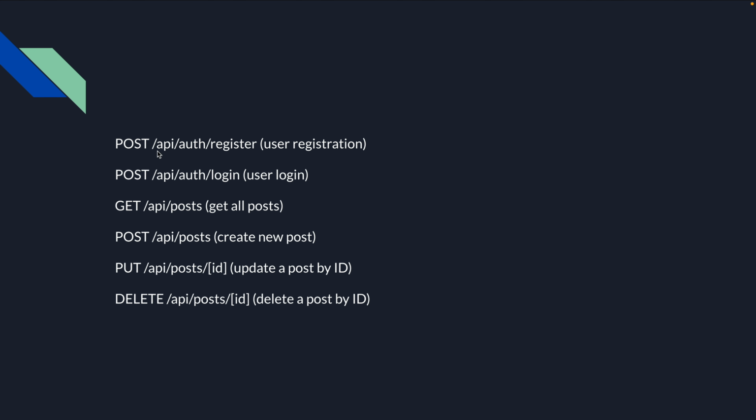This structure will give us the URL endpoints. The first endpoint would be /API/auth/register, for user registration. Then we will have /API/auth/login for user login. Then we will have the /API/posts GET to get all posts. Then a POST endpoint for creating a new post. Then we will have a PUT endpoint for updating a post by ID. Then we will have an endpoint to delete the post by ID.